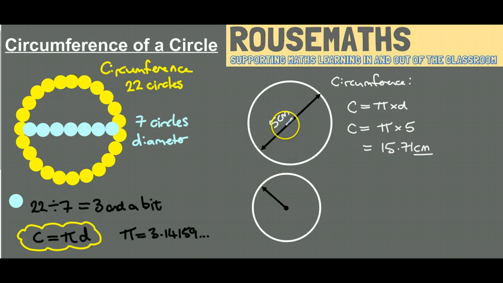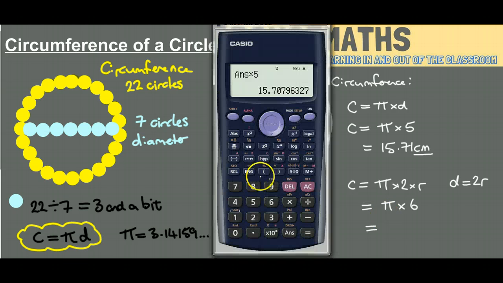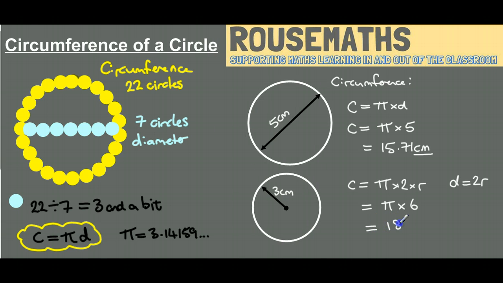If you're given a circle where instead of being given the diameter, you're given the radius, so this is the distance from the center to the edge, in order to work out the circumference, you'll need to times pi by 2 lots of the radius, which is exactly the same as the diameter. And in this particular case, we'll do pi times 6 because the diameter of this circle will be 6 if we go all the way across. And pi times 6 is 18.85 if we round it to 2 decimal places. And that's how you work out the circumference of a circle.